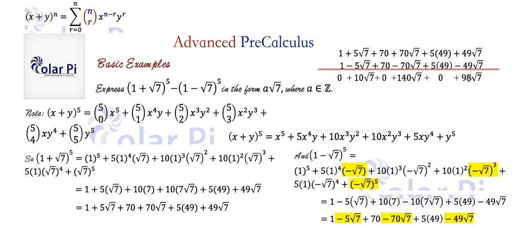If we look at all the survivors, they all contain root 7, so we're going to be able to write our final answer in the form a root 7. Specifically, a is going to be 248, and so our final answer is 248 root 7. All right, that's it for this first basic example.